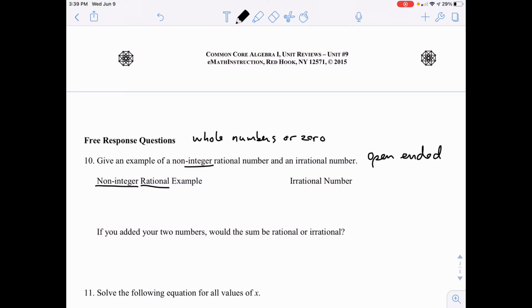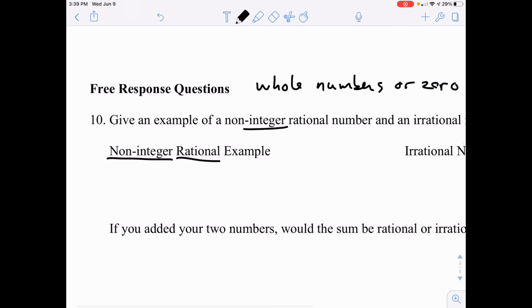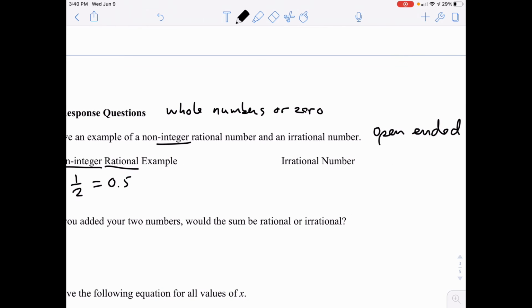So I'm looking to give an answer that's a rational non-integer. So in other words, any fraction or decimal that would be repeating or terminating. So for instance, 1/2, right, which is equal to 0.5. That terminates, that ends. That is a rational number. Irrational number, well, there's a lot of examples. I mean, you could use pi, right? Pi is not just 3.14, it's 3.1415 and so on, and it just keeps going on and on. Pi would be an example.